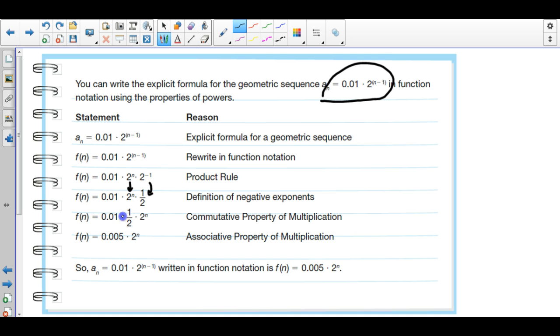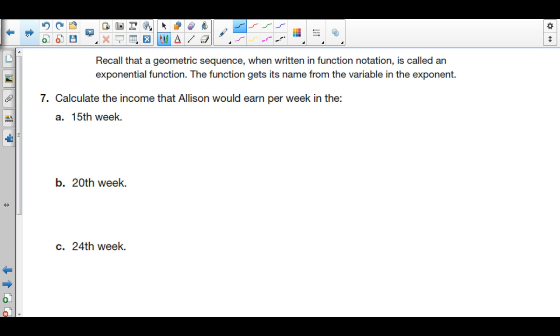What they did is just flip this around. They're bringing this here and this here for no apparent reason. And then what they do is multiply. They're multiplying the 1/2 by 0.01 to get this value times 2 to the n. So here's your function notation at the very end of all that madness. And we're going to do some examples. That was like a really long process, it seemed, but it'll make more sense if we work with it a little bit more. So we'll go on calculating this.